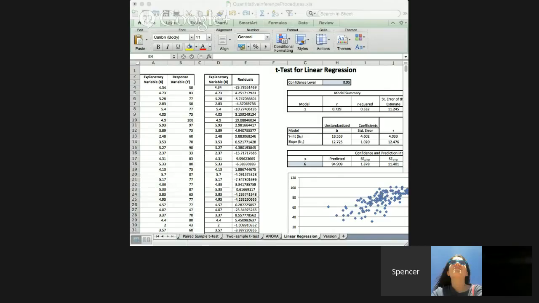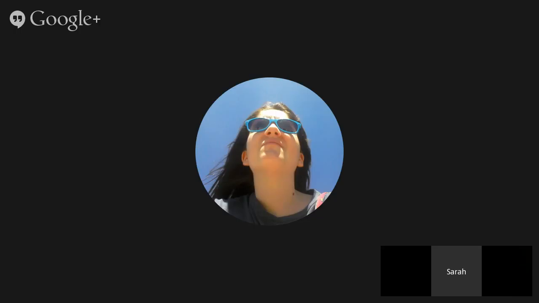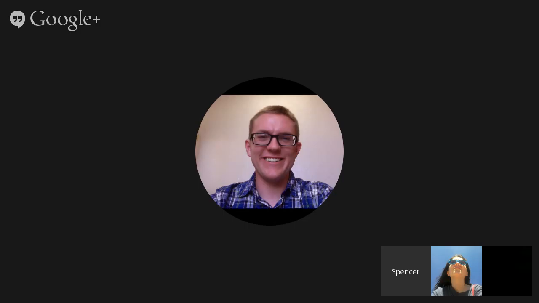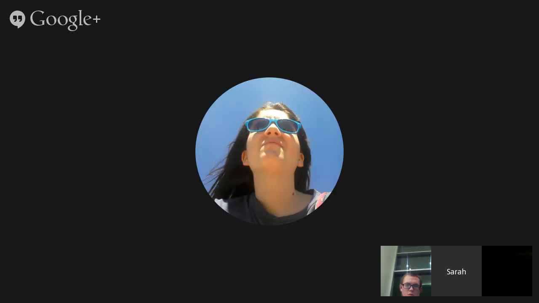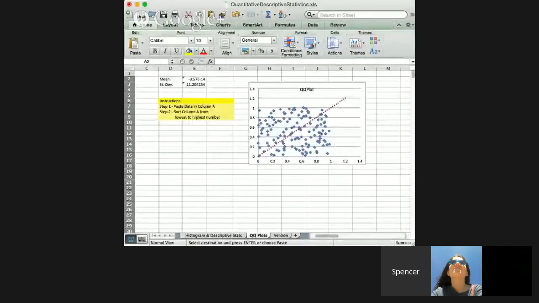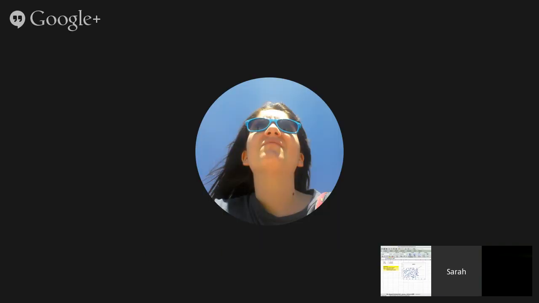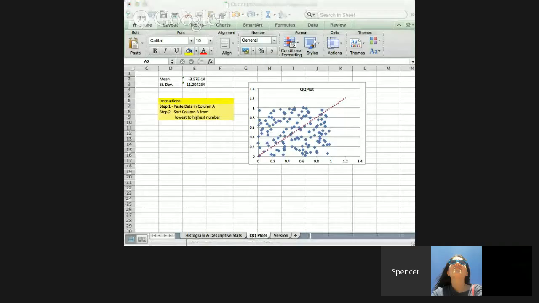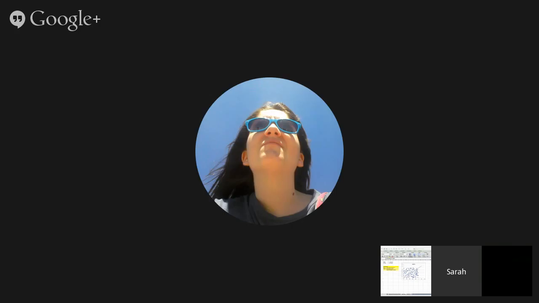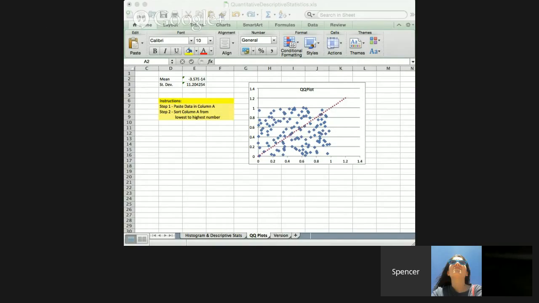This is what the QQ plot looks like. Alrighty, so there is the QQ plot. That's not normally distributed. They don't look clearly not normal.